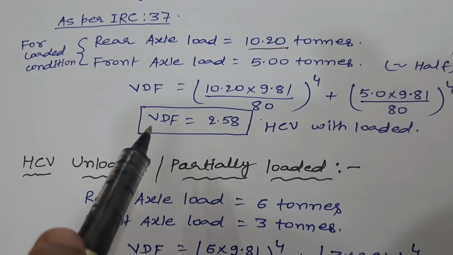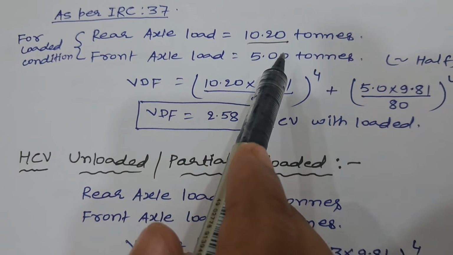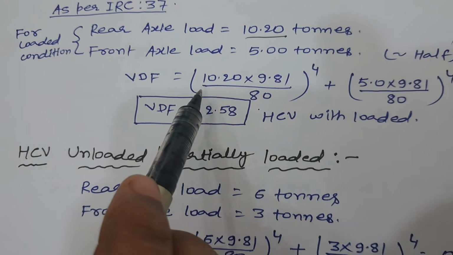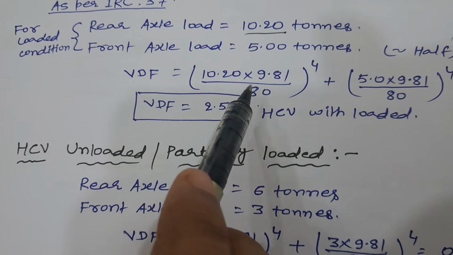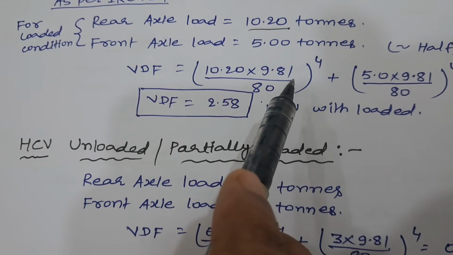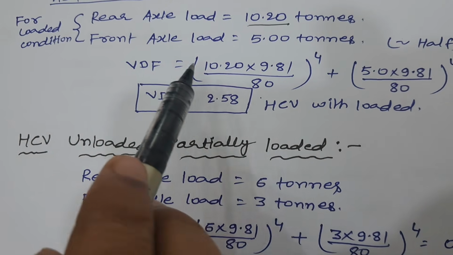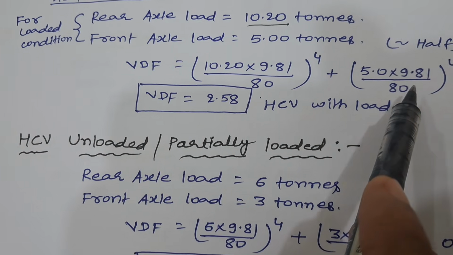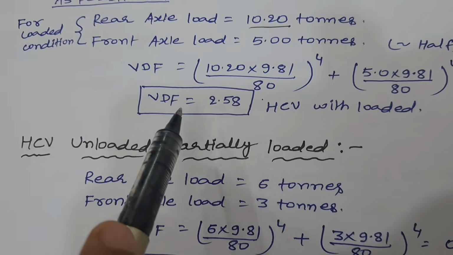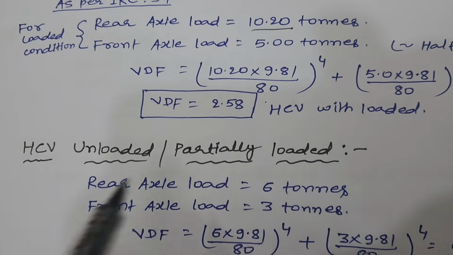So how to calculate VDF for 10.2 tons? 10.2 into 9.81 divided by 80 to the power 4. Similarly for front axle load, 5 into 9.81 divided by 80 to the power 4. If you calculate, VDF will come 2.58.